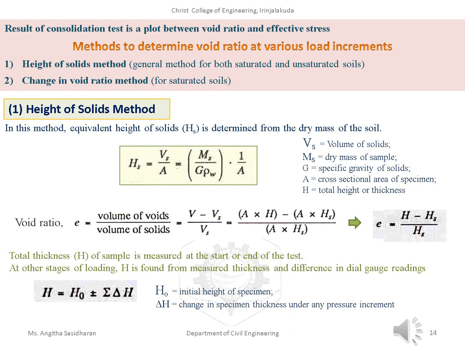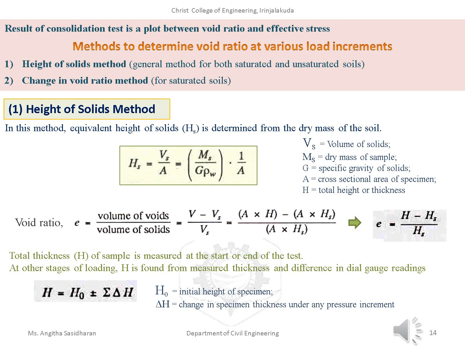We will get different dial gauge readings at various time intervals. That is what is obtained from the consolidation test. So from these height values, or the dial gauge reading values, we have to find the void ratio. These are the methods to find the void ratio: the height of solids method and the change in void ratio method.